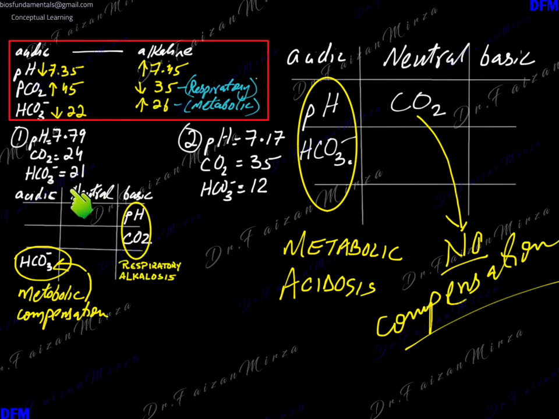And since CO2 is the marker which is being shifted, that's the respiratory condition and this is alkalosis. But the metabolic marker, which is bicarbonate, is 21, and this is lying in the acidic condition, so that's metabolic compensation going on. The same thing can be applied in another case where pH is 7.17, and this pH can be compared against the bicarbonate and CO2. So we see that the pH and HCO3 are in the acidic condition, the CO2 is in neutral condition, so there is no compensation here, but metabolic acidosis has occurred.